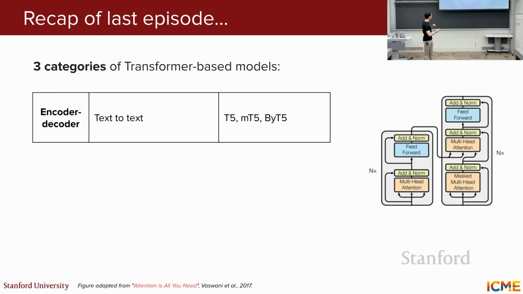The first one that we saw was the encoder-decoder model, which basically relies on the transformer. It has the encoder of the transformer and the decoder of the transformer, and typically the tasks there are text in, text out. One example was T5 and all the variations.